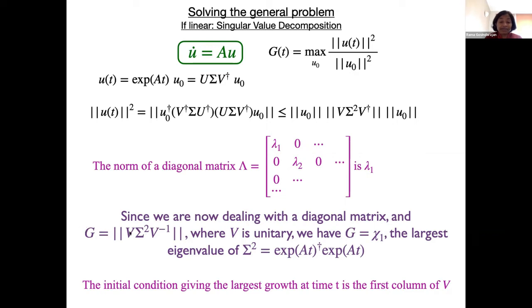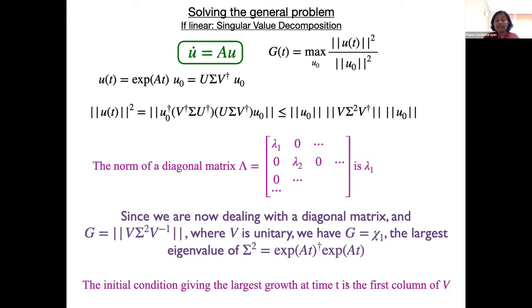So the gain is now given by this thing, and V is a unitary matrix, we know that. When a diagonal matrix is hit with a unitary matrix on both sides, its norm doesn't change, because it's just hit with V and V inverse. So we have G equal to chi 1, the largest eigenvalue of sigma square. In other words, it's the largest eigenvalue of e to the At transpose times e to the At. Okay, so this chi 1 is not the eigenvalue of e to the At, it's the singular value of the matrix e to the At, which is the eigenvalue of the matrix sigma square. So now we found the singular value which can give you the largest growth.